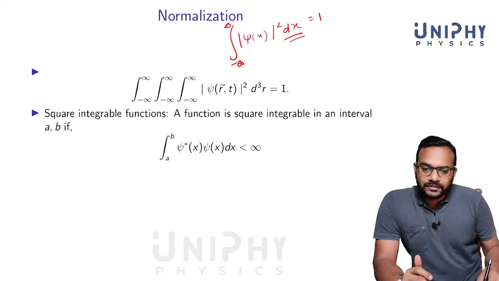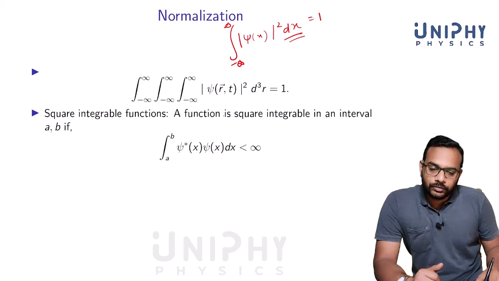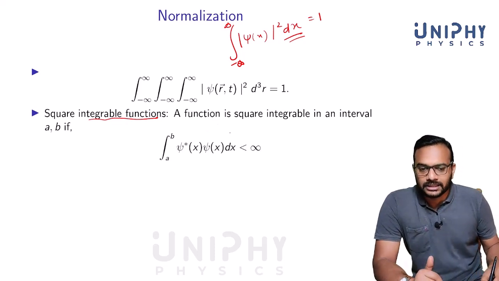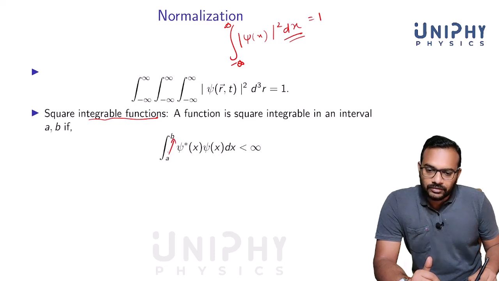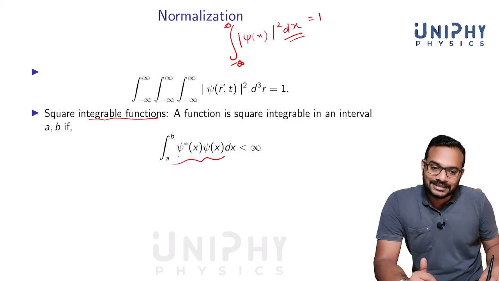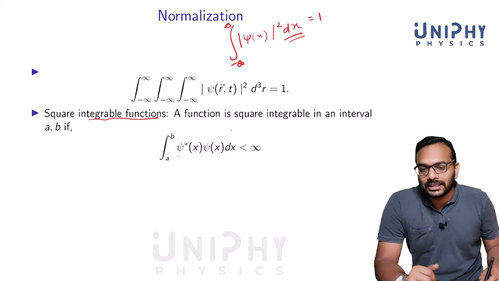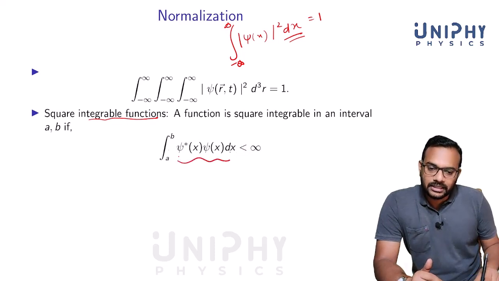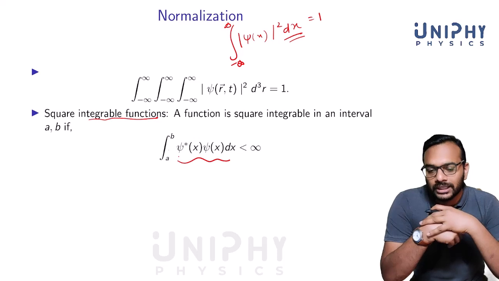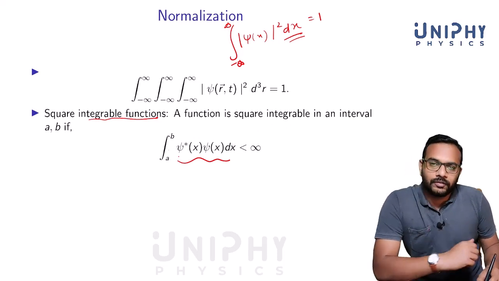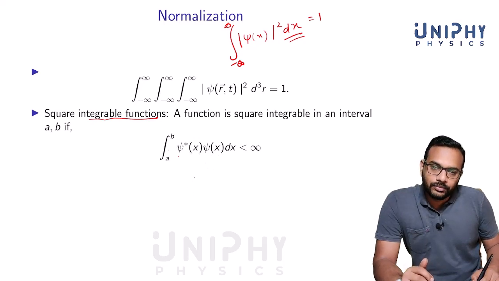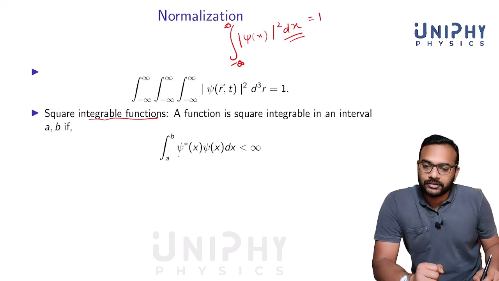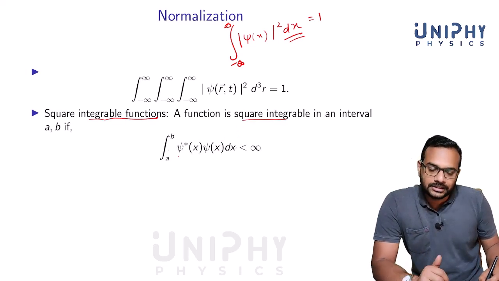Now such functions, the functions that we take for wave functions, have to be square integrable. These functions are called square integrable. What do you mean by a square integrable function? You can say that a function is square integrable in an interval between a and b if this quantity, psi star psi dx, is less than infinity. Because only then can you normalize it, only then can you interpret it as a probability. It has to be finite, which means that in the given interval, psi star psi dx has to be a finite quantity. Such functions are called square integrable functions. So wave functions corresponding to physical systems have to be square integrable in this sense.